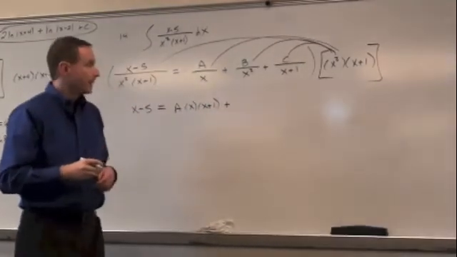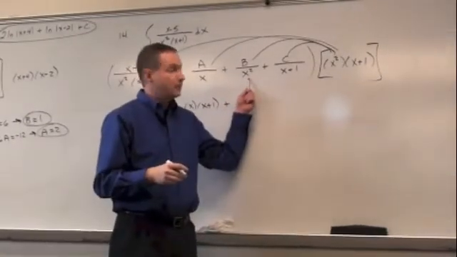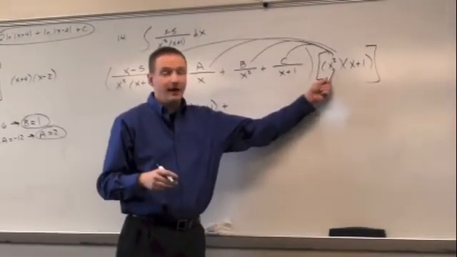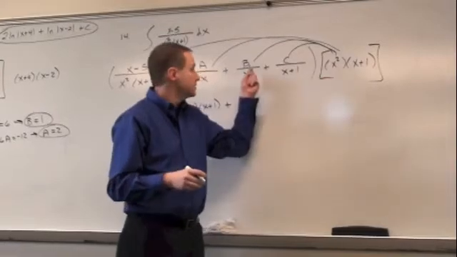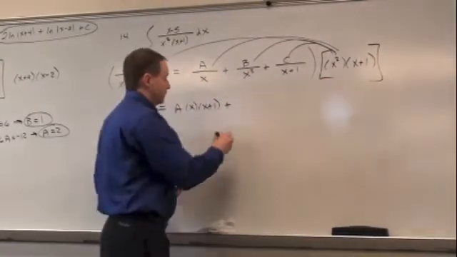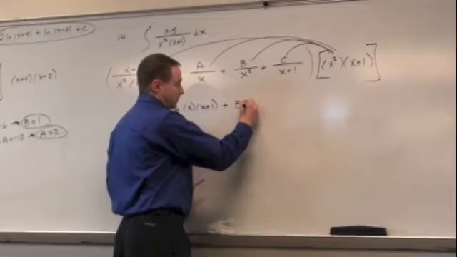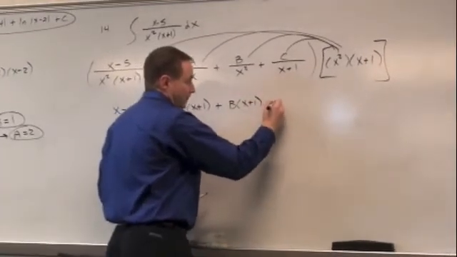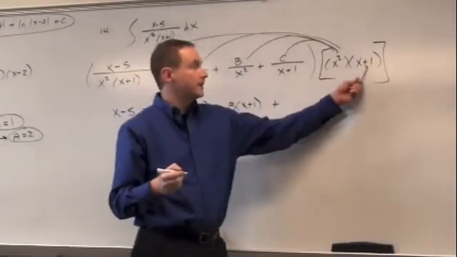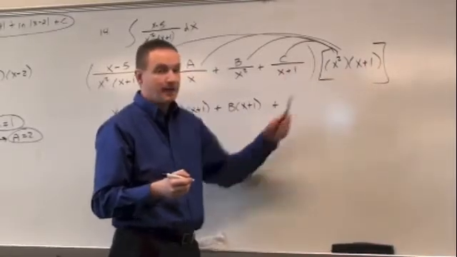Plus, here b is over x squared, so that x squared is going to cancel out the entirety of that factor of x squared, so I'll just be left with b times x plus 1. And I know that this x plus 1 will cancel this x plus 1. I'll just be left with c times x squared.